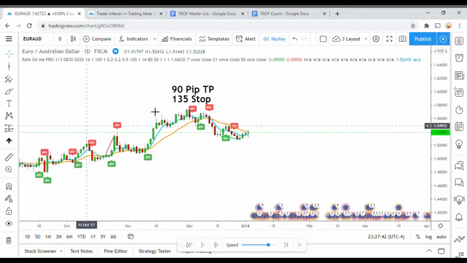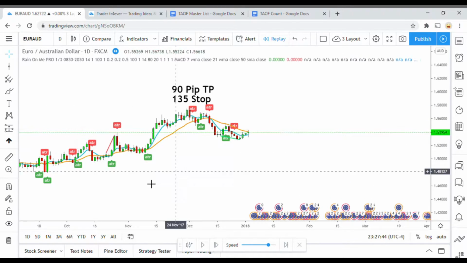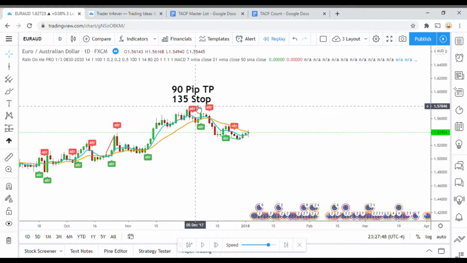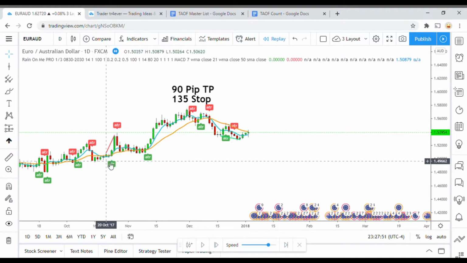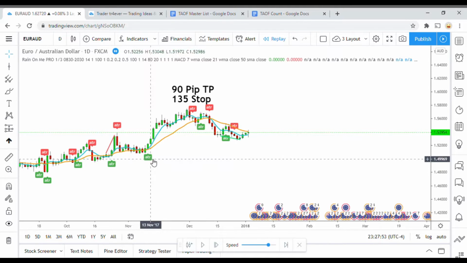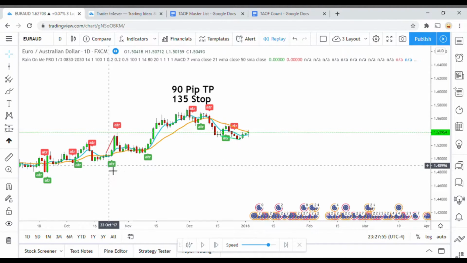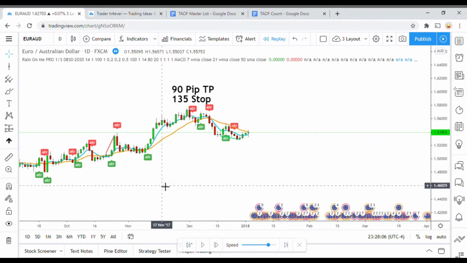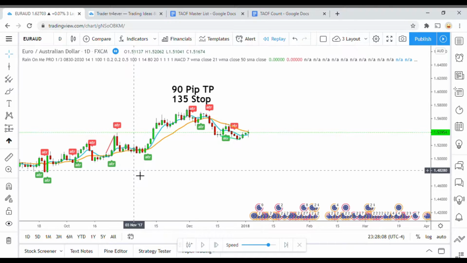And so the setup's pretty easy here. I mean, there's a lot of things that are happening behind the scenes of this indicator. But basically, we have marks here. It says ATR. When it says green ATR, that would be a potential signal to go long. When it says red ATR, that is a potential signal to go short.